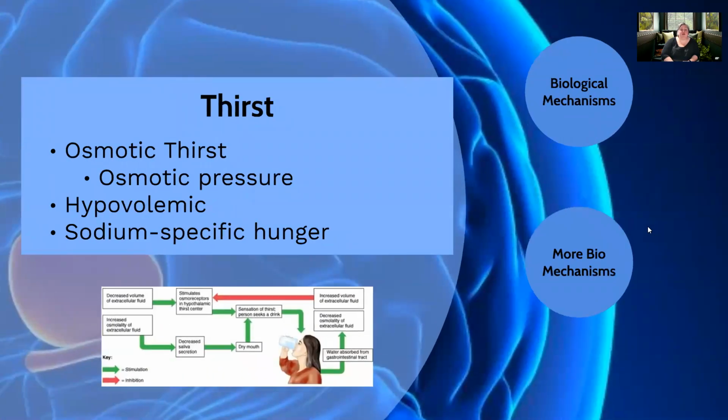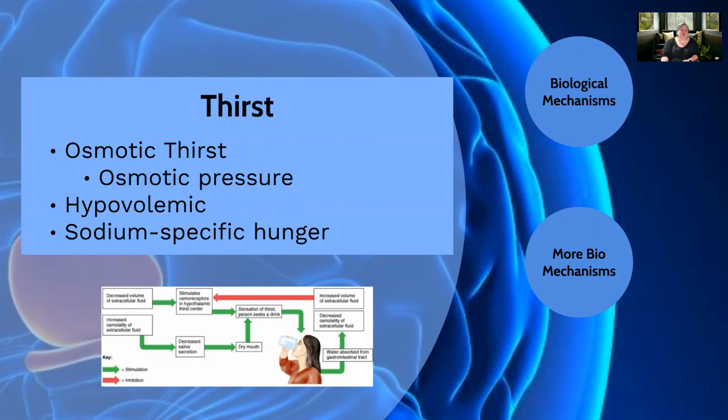All right, so let's start with thirst. There are basically different types of thirst. We've got osmotic thirst, hypovolemic thirst, and then we've also got this idea of sodium-specific hunger. So we are going to start with osmotic thirst. And in order to understand osmotic thirst, you kind of have to understand osmotic pressure as well.